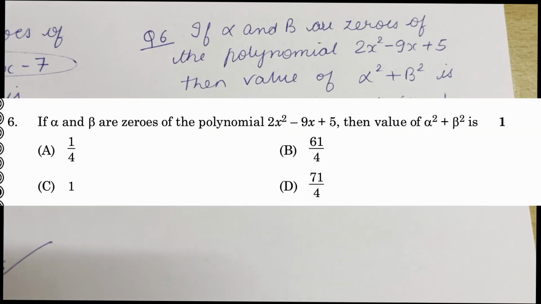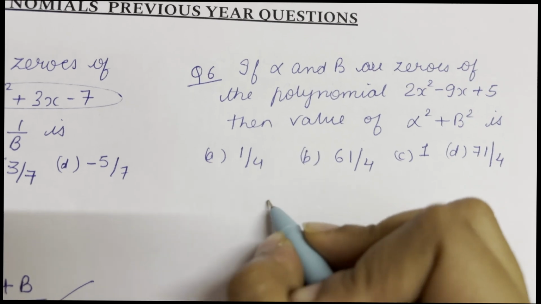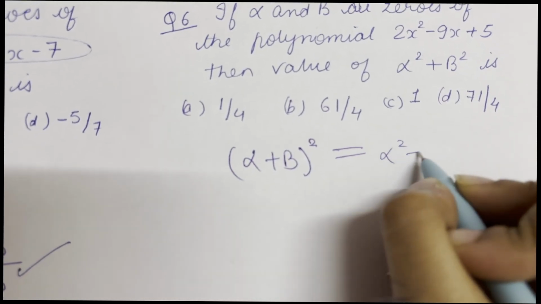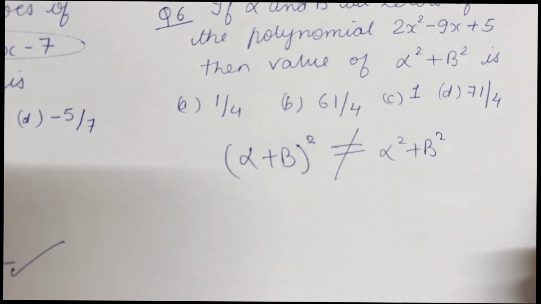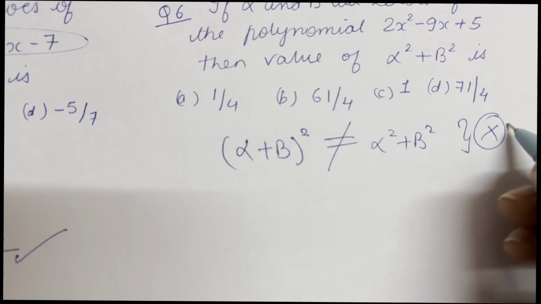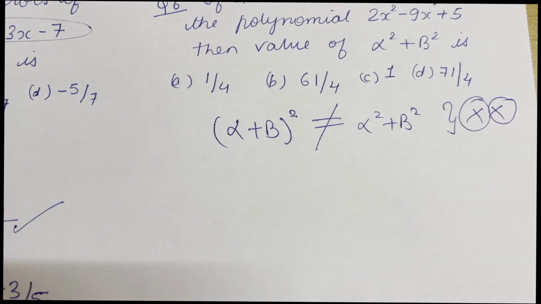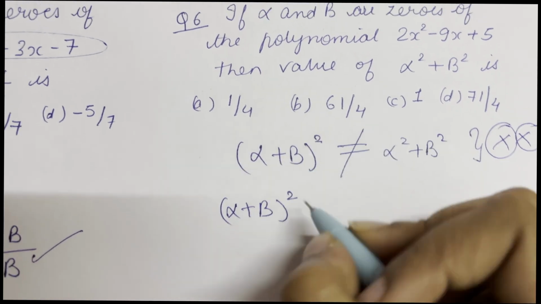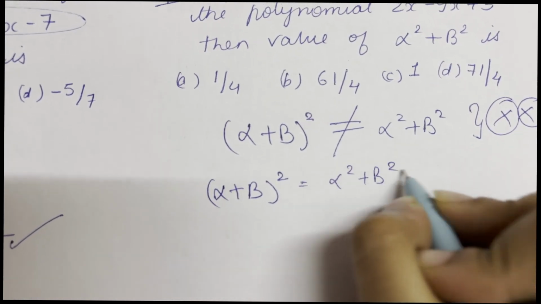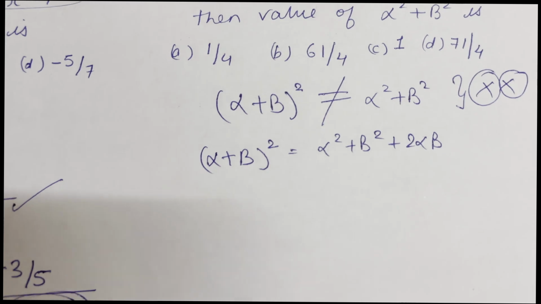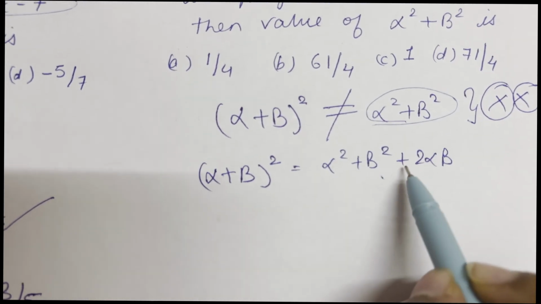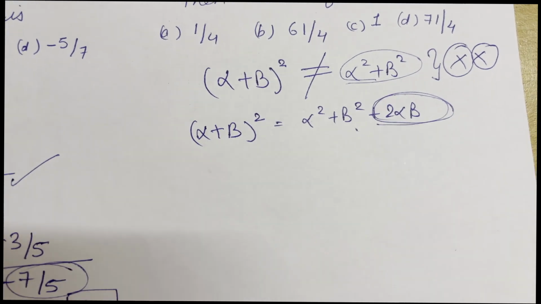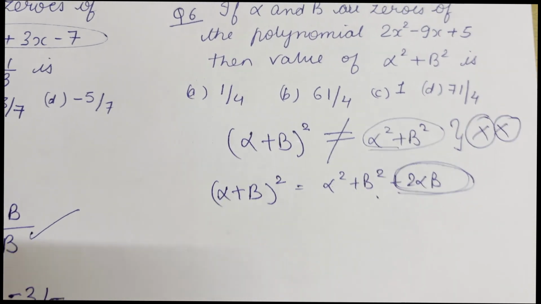In this type of question, the major mistake students make is they assume alpha plus beta whole square equals alpha square plus beta square, which is absolutely incorrect. This value is not at all equal. For the reason I'm telling you, see, when we open this identity, alpha plus beta whole square is alpha square plus beta square plus 2 alpha beta. And when you equate these two values, you are missing out this 2 alpha beta, which makes your assumption absolutely incorrect, and you will get the incorrect answer.